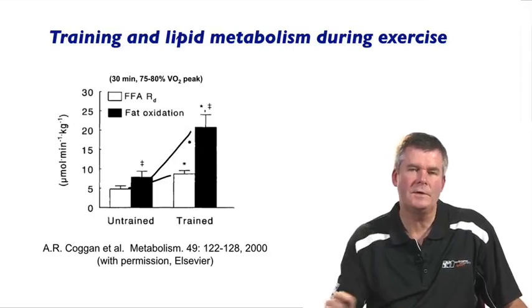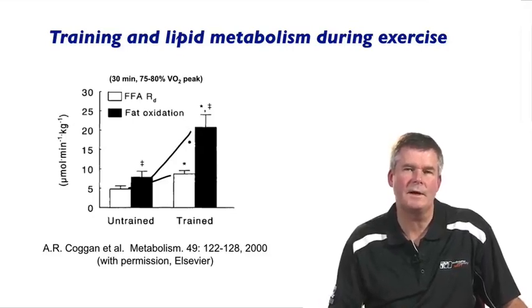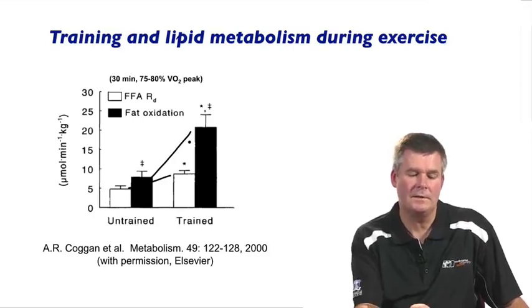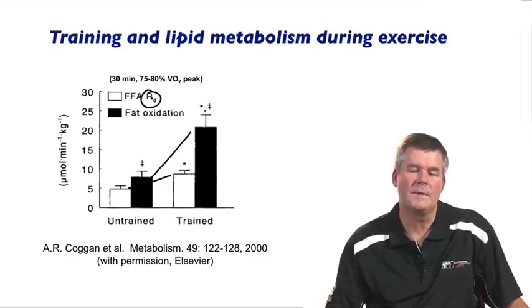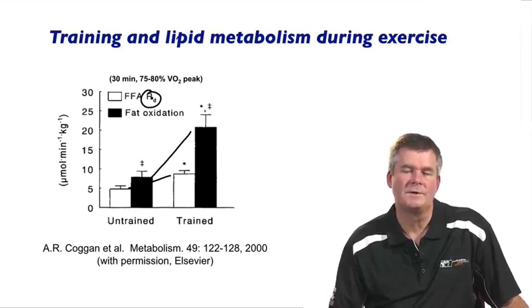You'll notice here that the increase in fat oxidation is somewhat higher than the increase in fatty acid uptake. And that reflects the increased reliance on intramuscular triglycerides, which you won't measure in this parameter here. So exercise training increases the oxidation of both plasma free fatty acid and intramuscular triglycerides and the fatty acids that come from them.